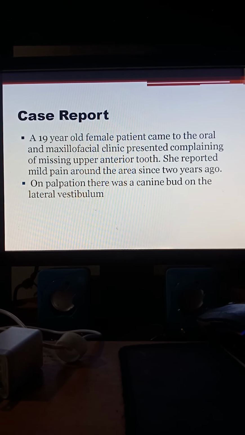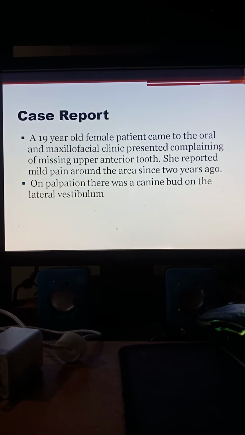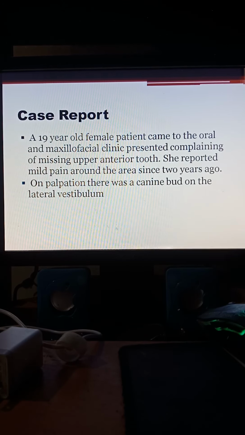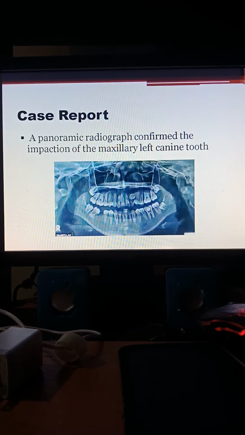Case report. A 19-year-old female patient came to the oral and maxillofacial clinic complaining of a missing upper anterior tooth. She reported mild pain around the area since 2 years ago. On palpation, there was a canine bud on the lateral vestibulum. Here we have a panoramic radiograph that confirmed the impaction of the maxillary left canine tooth.